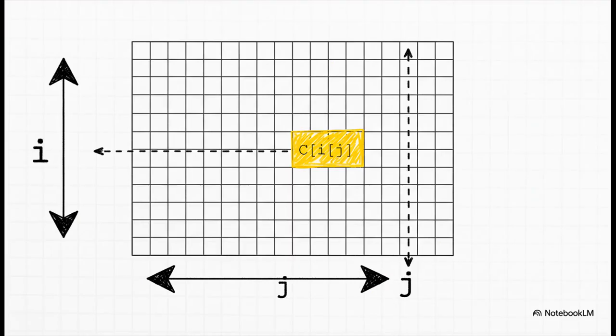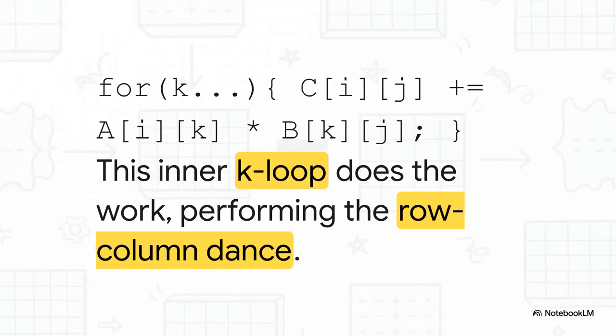Think of these first 2 loops, the I and J loops, as your navigation system. Their only job is to pick a destination. The I loop moves down the rows of the final matrix, and the J loop moves across the columns. Together, they're just pointing to a single cell, saying, okay, right here, we're going to calculate the value for this spot now.